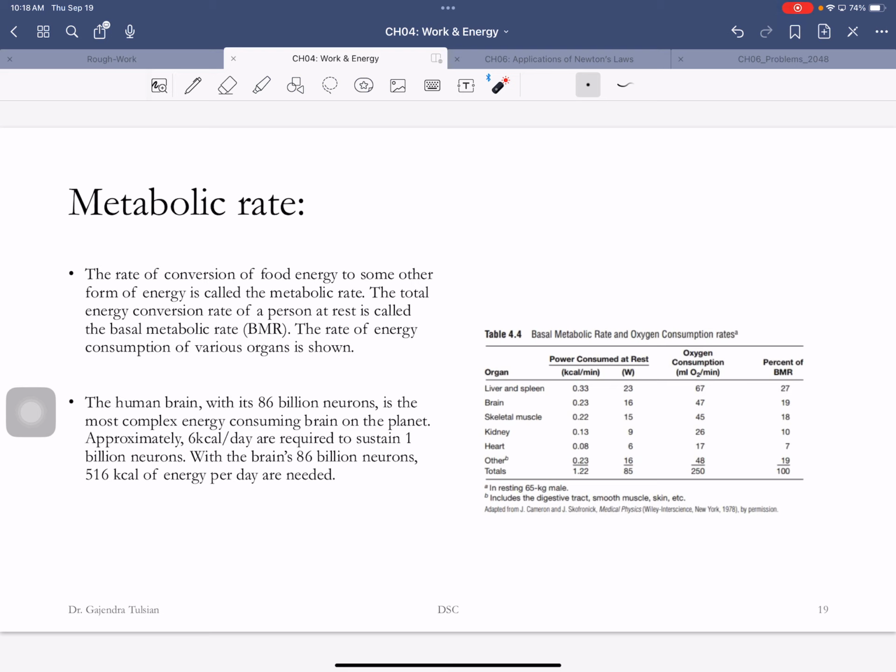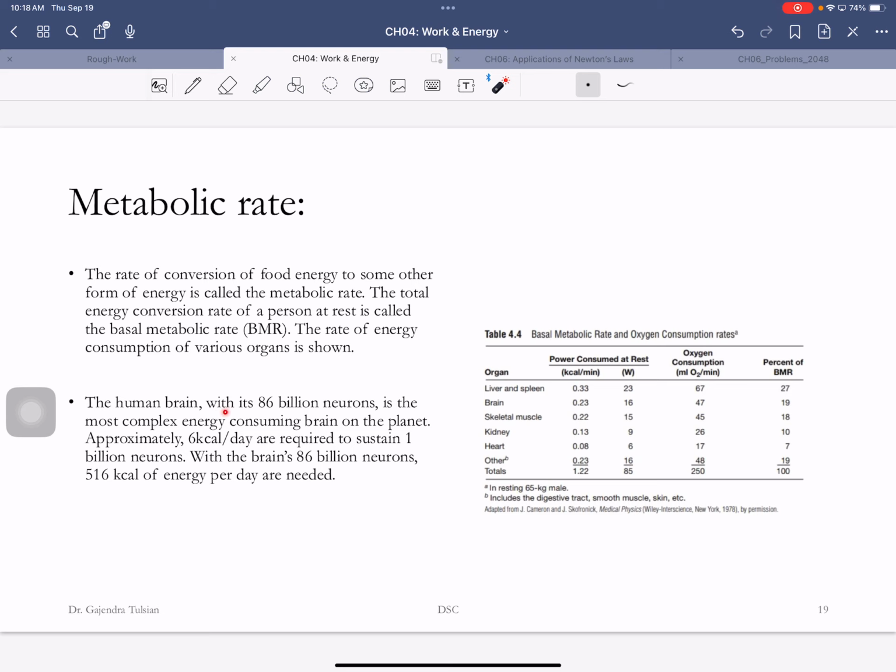What this shows you is how much energy is used by various organs. The liver and spleen use about 30% of your energy. Your brain uses 20% of your energy. Your heart, which has been working since the day you were born and will work till the last day, so it's a lifetime warranty, is using 7% of your energy.